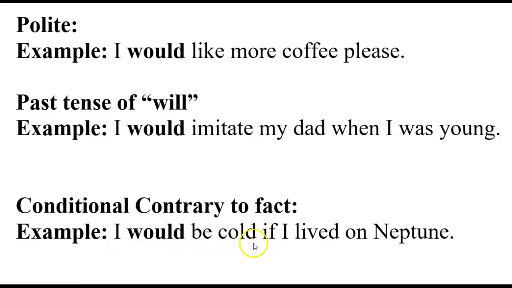I would be cold if I lived on Neptune. You got the if part that makes the conditional. If I lived on Neptune. I don't live on Neptune, I live on Earth. So this is a contrary to fact conditional, or a conditional contrary to fact, because it's a conditional because it has the if, and it's contrary to fact because it is not true or even possible in this case.